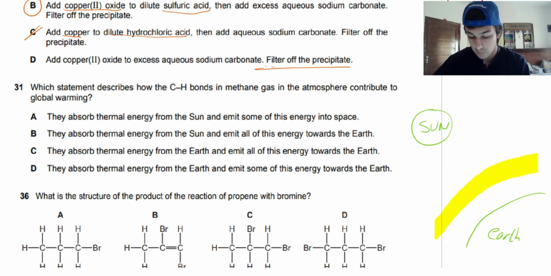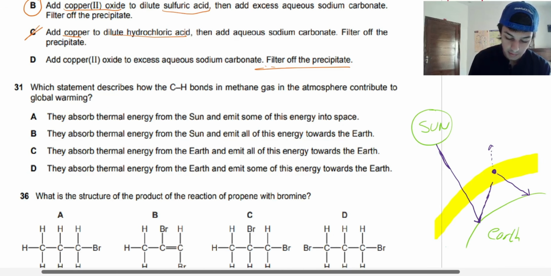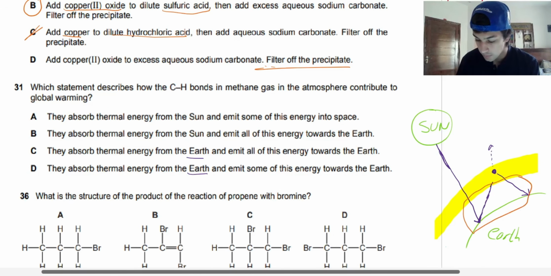So what's going to happen? The sun's rays are going to penetrate the atmosphere and go to the earth. When it does that, the earth is actually going to reflect thermal energy into space. Actually some of it does go to space, but most of it remains trapped and gets reflected back to the earth, which causes the global warming effect. So we can see that they absorb thermal energy from the earth. It's going to be the earth because again, we're talking about this stage over here, this part. We are not talking about this part.